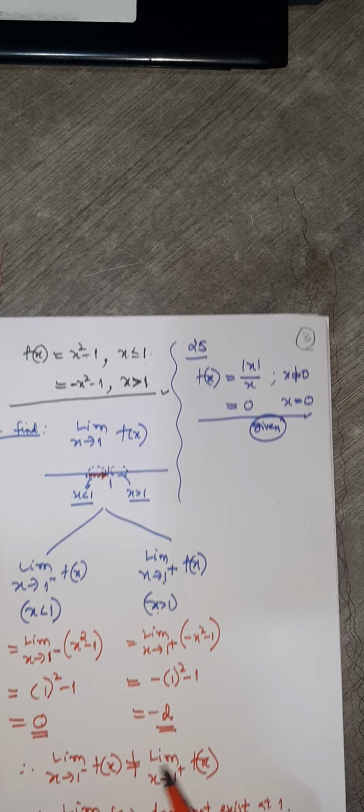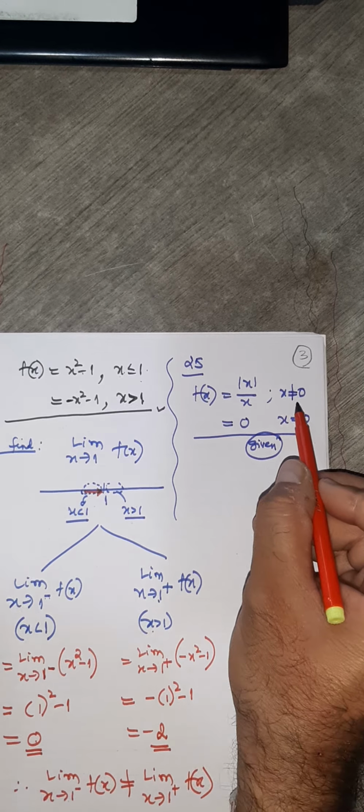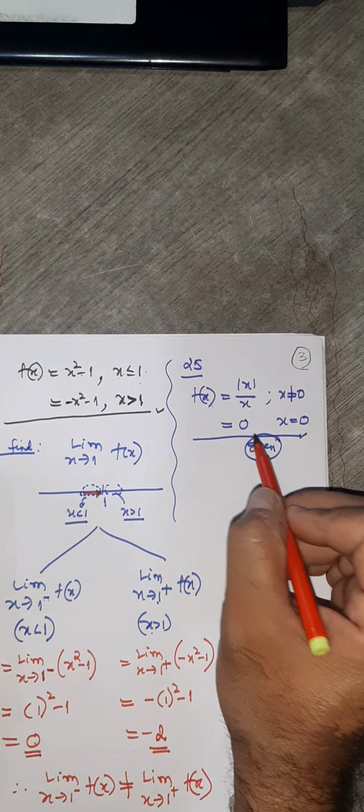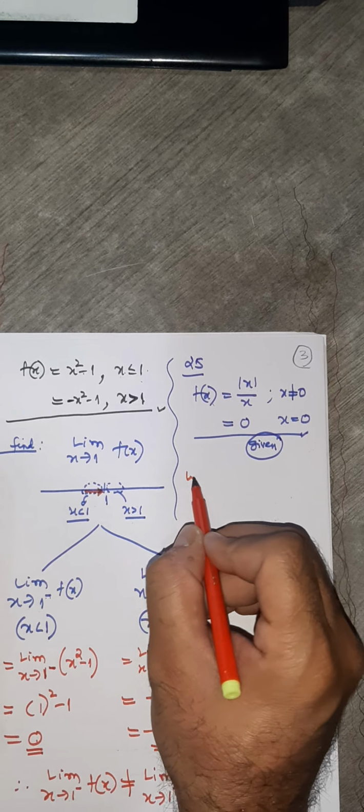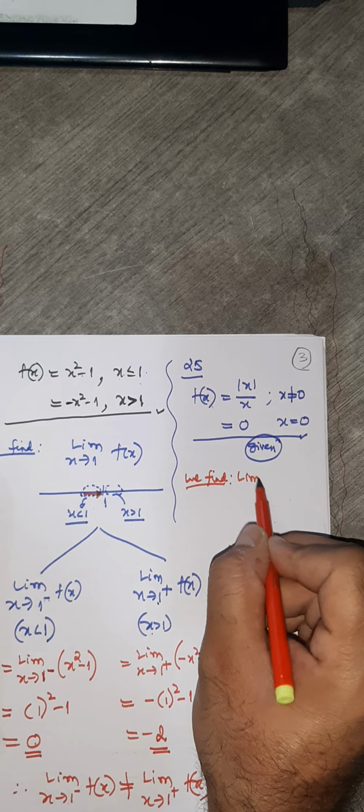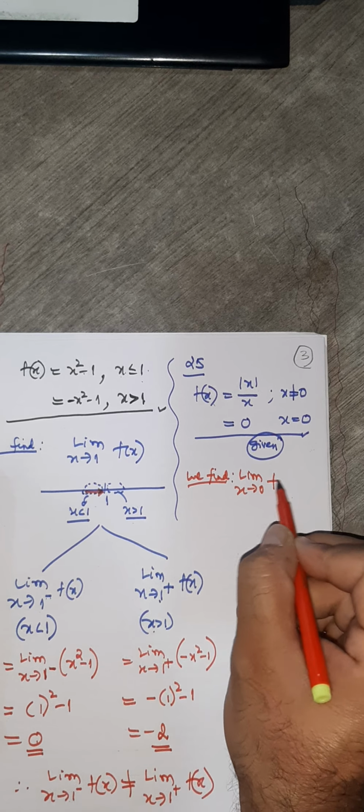What is given to us? If x is not 0, then you have this. If x is 0, then the value of the function is 0. This is given to you. Now we are asked to find this limit. Which limit here? Limit x tends to 0 of f(x).